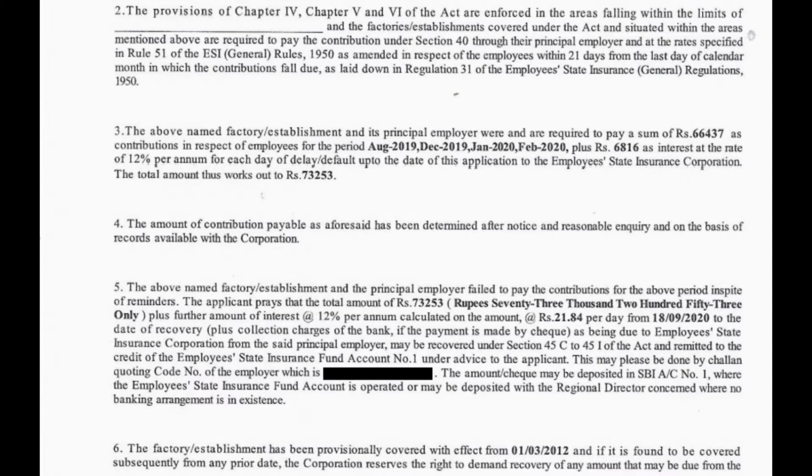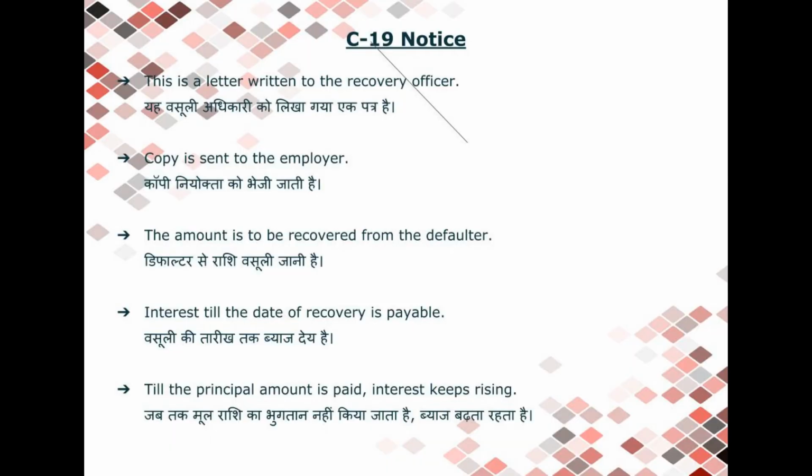In C19 it is clearly mentioned that till the date of payment, interest will be payable. The simple meaning is that till you pay the amount, interest calculation will go on. The more you delay the payment, the more interest you pay to ESIC. It is clearly mentioned in the notice. So it is always better either to approach court in case you dispute, or to pay the amount in case you agree, but do not delay action on C19.